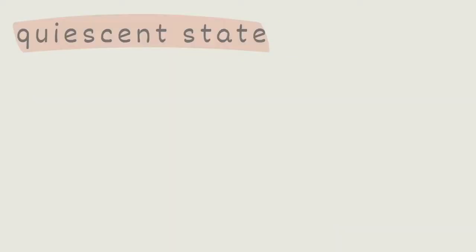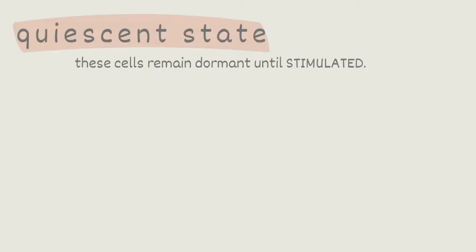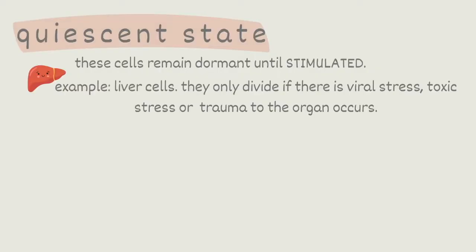The first is quiescent state. These cells remain dormant until stimulated. An example would be liver cells. They only divide if there is some kind of viral stress or toxic stress or trauma to the organ, like if someone gets stabbed in the liver. It has the opportunity to grow back because all of the cells are able to replicate themselves if stimulated.